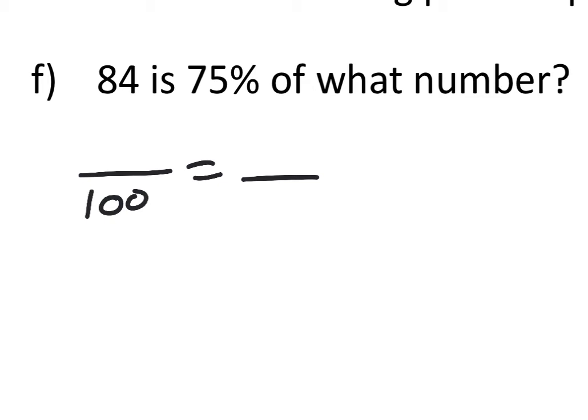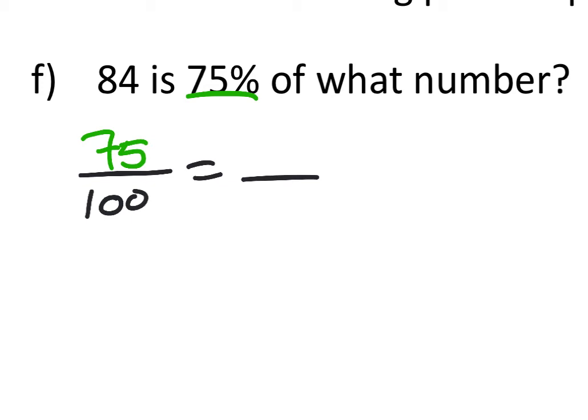Now, the first thing I always look for on these ones is the percent. Do they give us the percent? Because I know that number always goes above the 100 in the percent proportion, and they do. 75%. So I know it goes above the 100. It's the numerator of that part of the proportion.